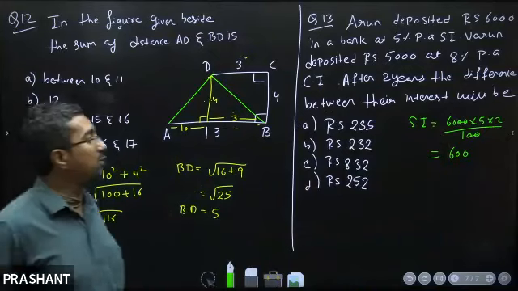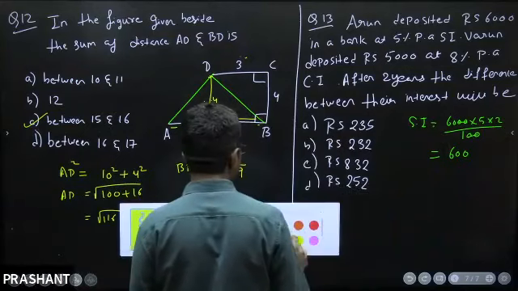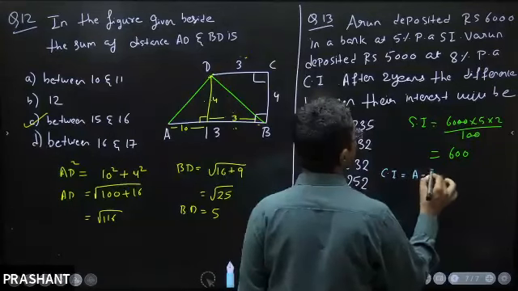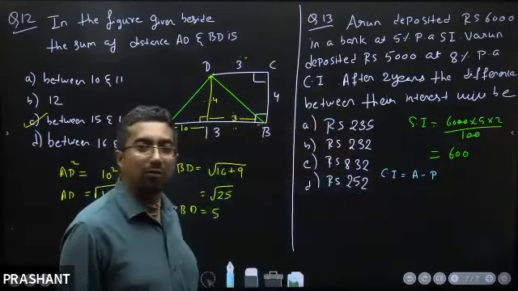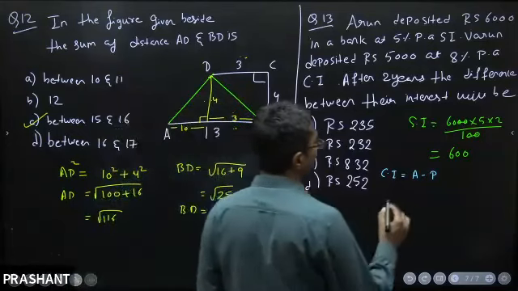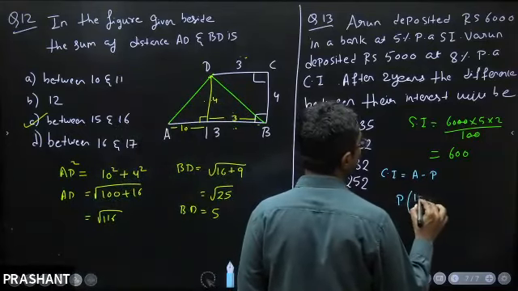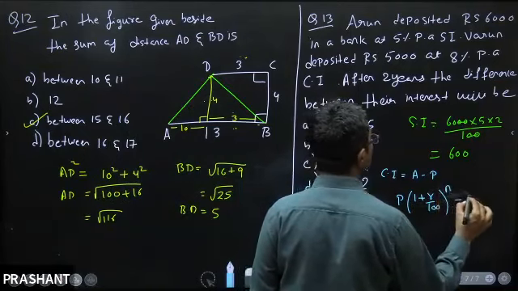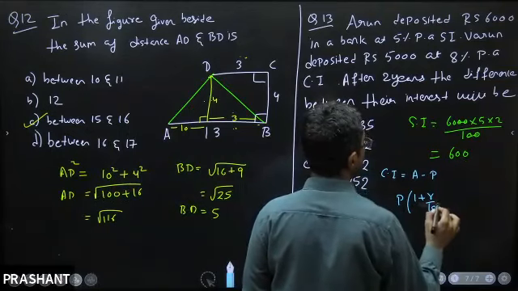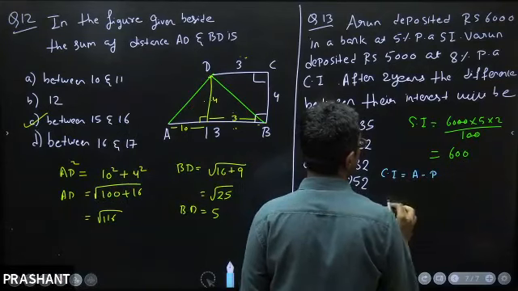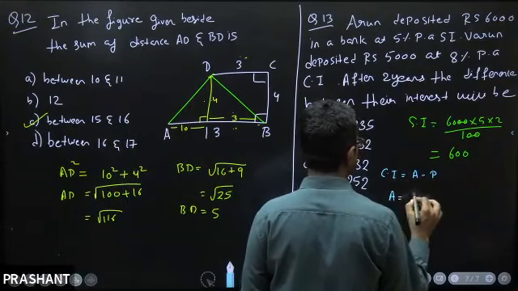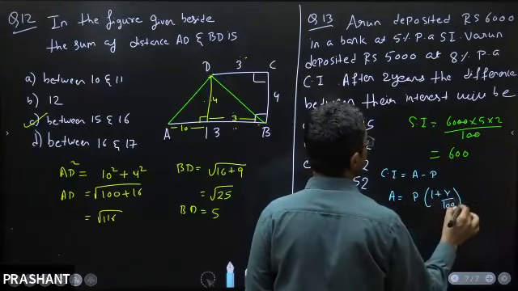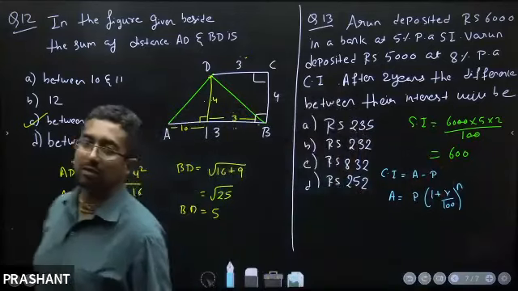Correct? Now, how to find out the compound interest? So compound interest के लिए हम क्या करेंगे? Compound interest is amount minus principal. Correct? And what is the formula for the amount in case of compound interest? Amount का formula is principal in brackets 1 plus R by 100 raised to the power n. Correct?